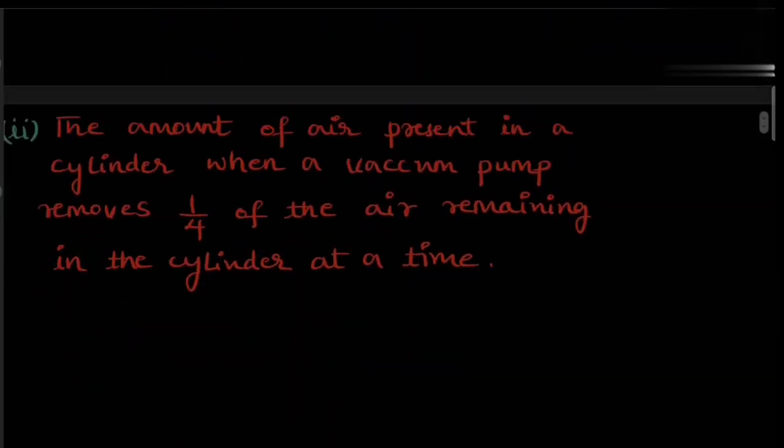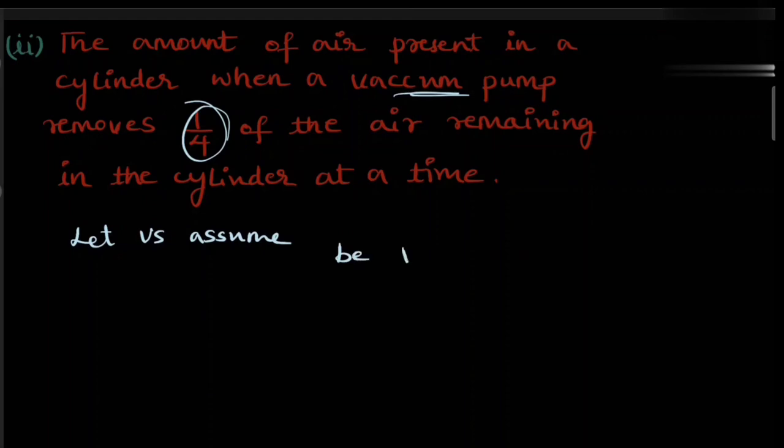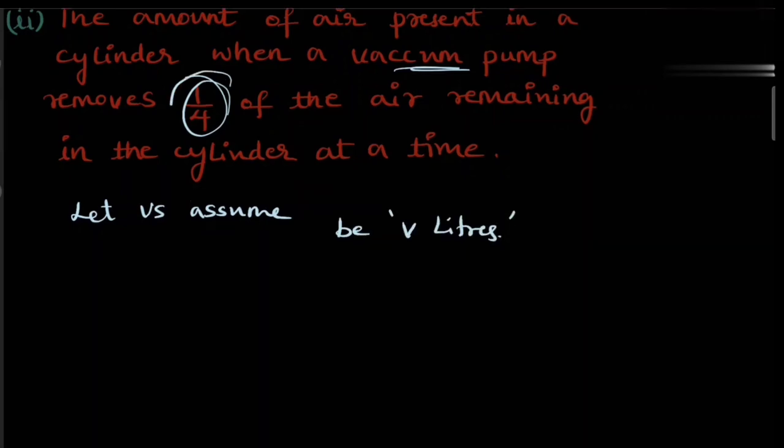Next one. The amount of air present in a cylinder when a vacuum pump removes 1/4 of the air remaining in the cylinder at a time. So here the vacuum pump removes 1/4 of the air remaining in the cylinder every time. So let us assume that the amount of air present in a cylinder is initially V liters. The vacuum pump removes 1/4 of the air at a time. That means V/4 liters the vacuum pump removes.